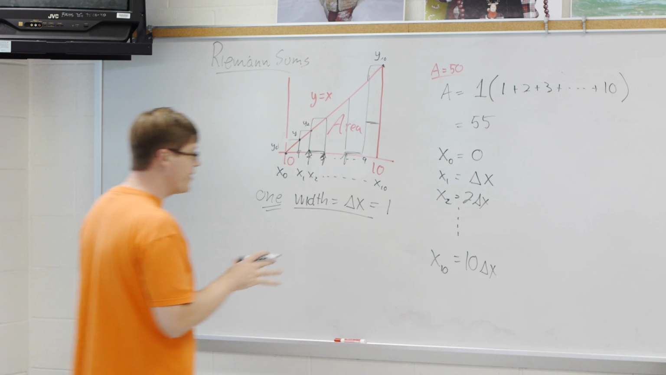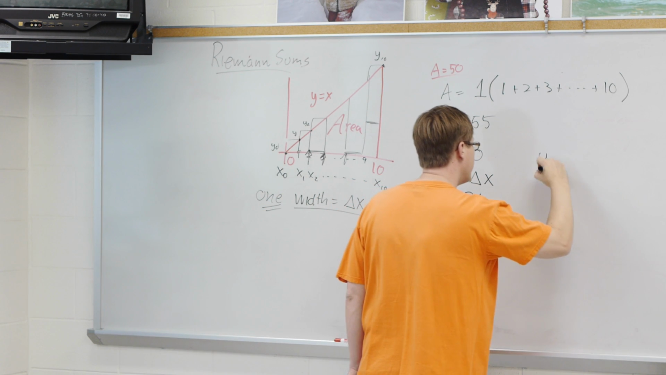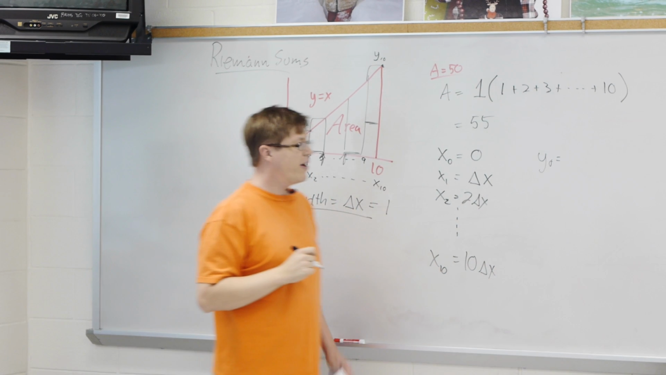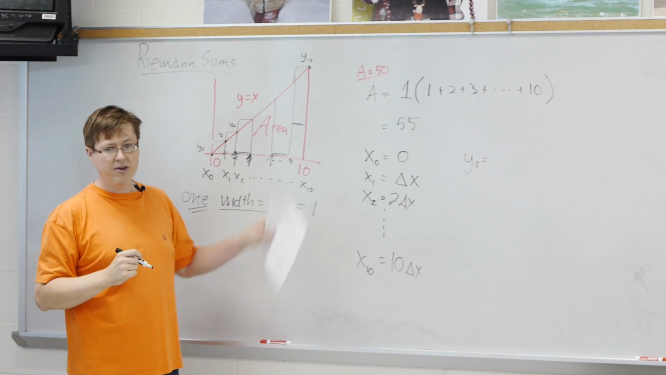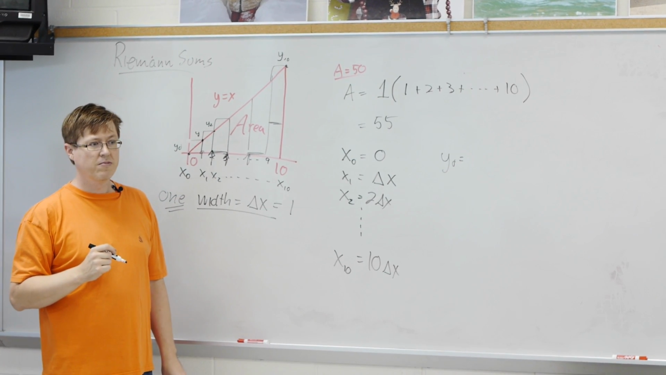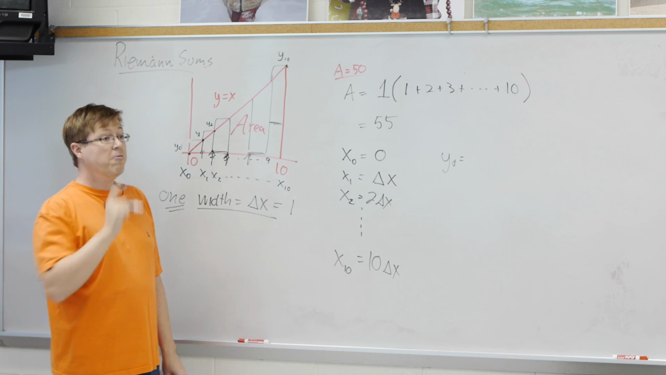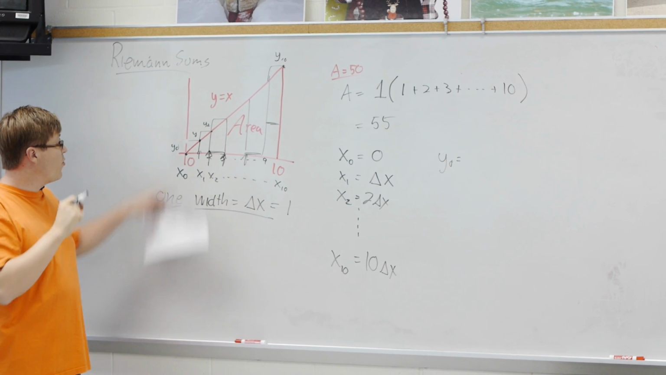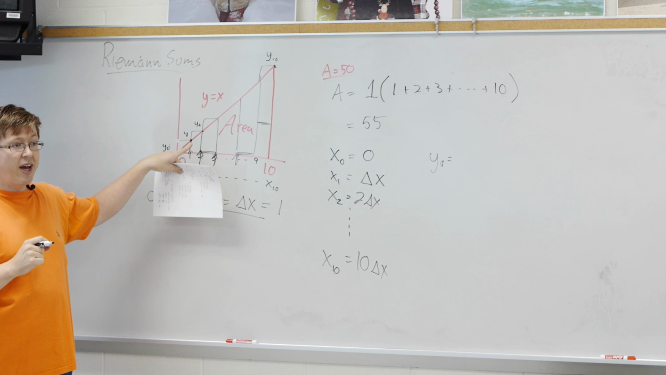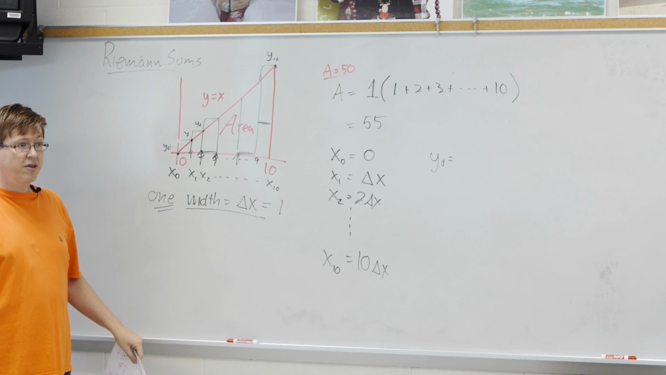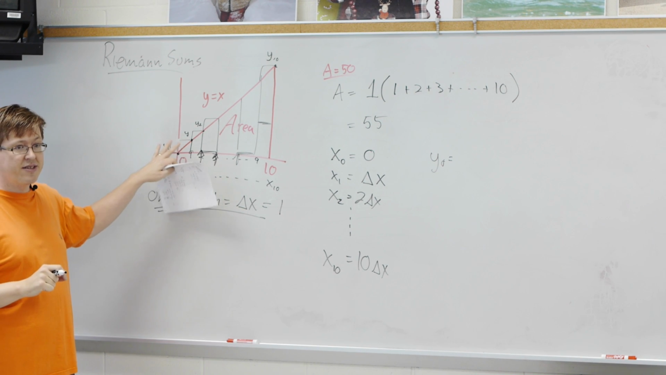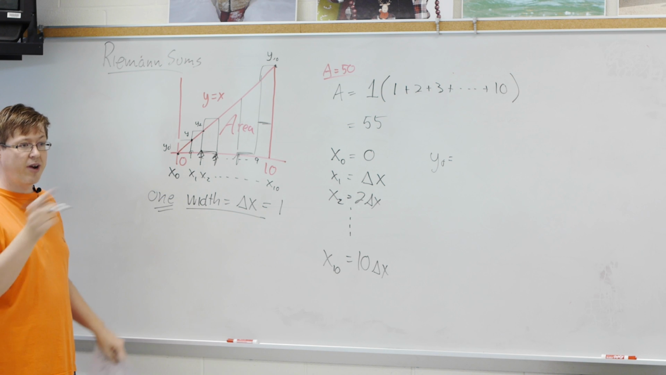Okay, now that we have all the x values, how can I find all these y values? Delta y plus 1. Okay, good idea, but delta y in general won't always be the same because your function could be curved. For here, it's the same, but in general, it won't be. So another idea, I think I heard it.